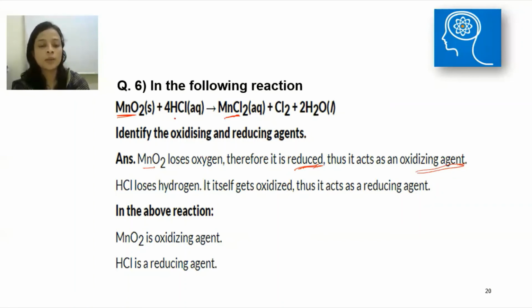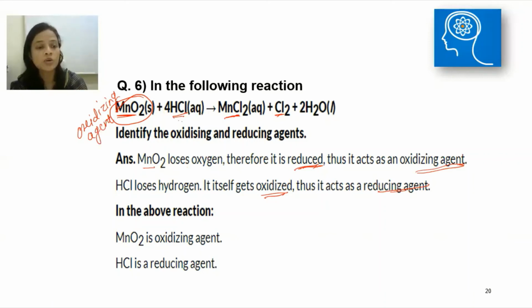Now, what happened with this HCl? This HCl gets converted into Cl2. This HCl loses hydrogen. As it loses hydrogen, it gets oxidized. As it gets oxidized, it is the reducing agent. Finally, we can conclude that MnO2 is the oxidizing agent. Why is it the oxidizing agent? Because it itself gets reduced.